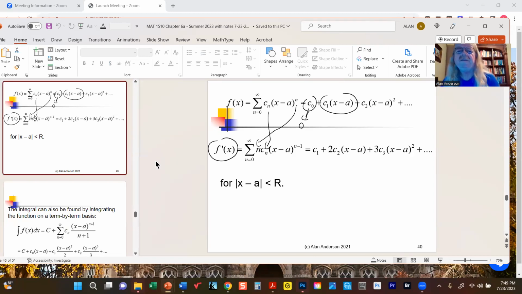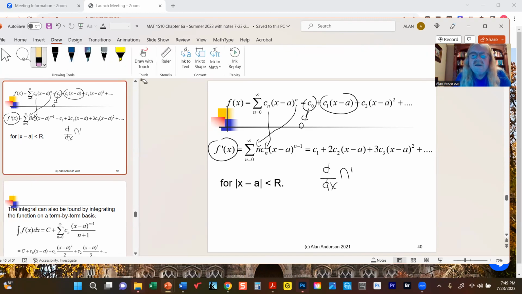Okay, so we have, starting with the original expression, we use the power rule. So we end up with n times the constant c sub n times x minus a to the n minus 1 power. All right, so this is no different than any other time we've ever used the power rule on, let's say, something like n k x to the n minus 1. So that's exactly what we're seeing here.